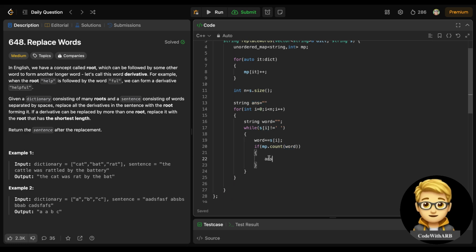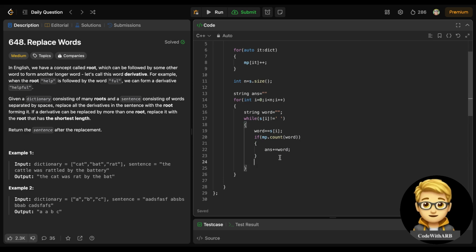So I will just put the word in my answer. Otherwise, I will just increment it. But here are a few edge cases which are left.